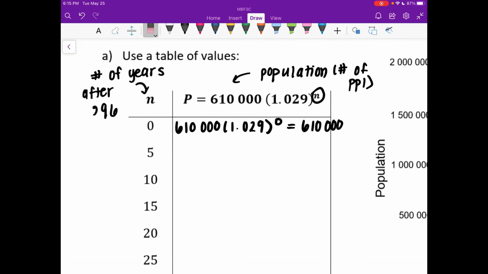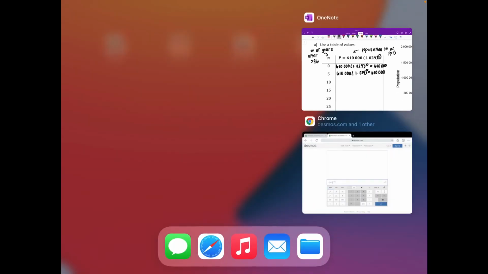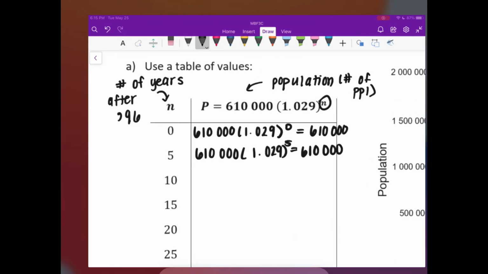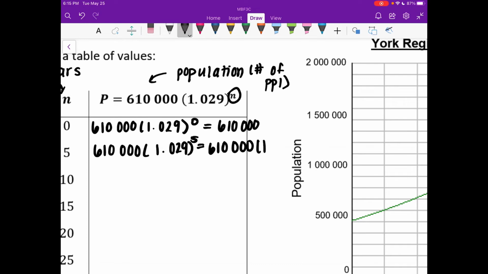So 5 years after 1996 would have been 2001, right? So let's go put that in. So in 2001, our population is going to be 610,000 times 1.029 to the power of 5. Let's do our exponent first. I'm just going to go pull that up. Clear all, and make sure it's in brackets, obviously. 1.029 to the exponent 5 is going to be 1.15. So I'm just going to multiply this by 1.15.